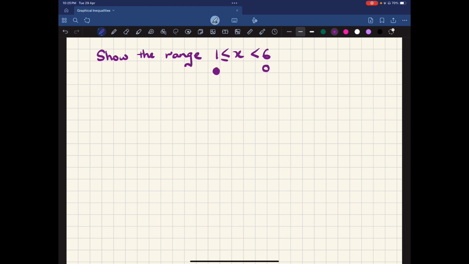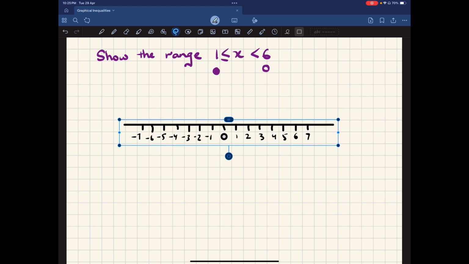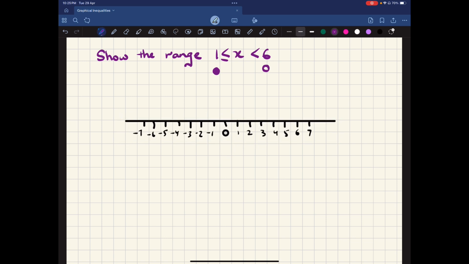Okay, now let's just plot it on the line. So 1 is included, and we'll go up till 6, but 6 is not included, so a hollow circle. 1 will have a solid circle, the endpoint will be solid, and for a strict inequality where we do not have an equals to sign with the inequality, we will draw a hollow circle. Okay?